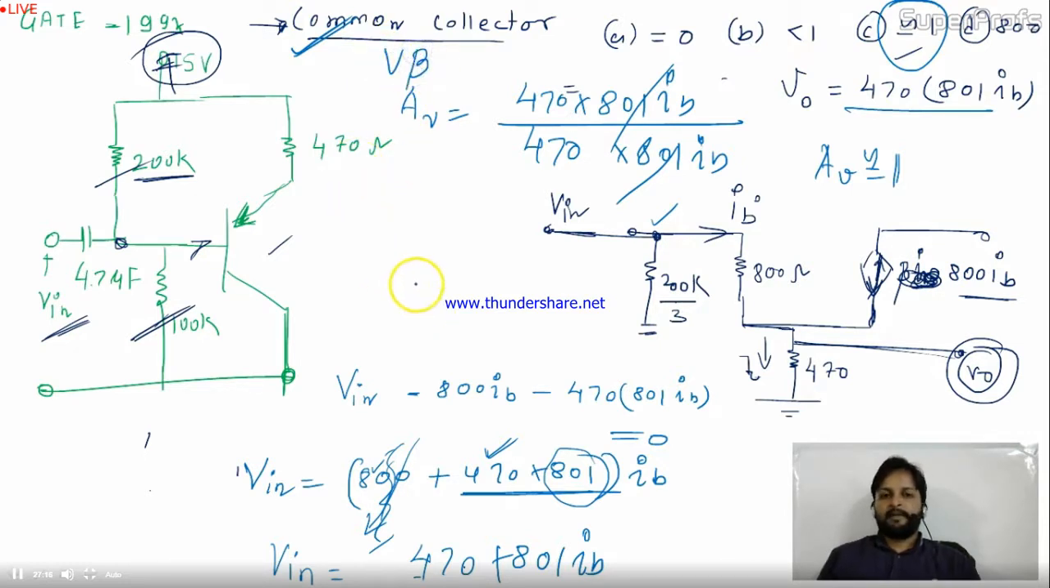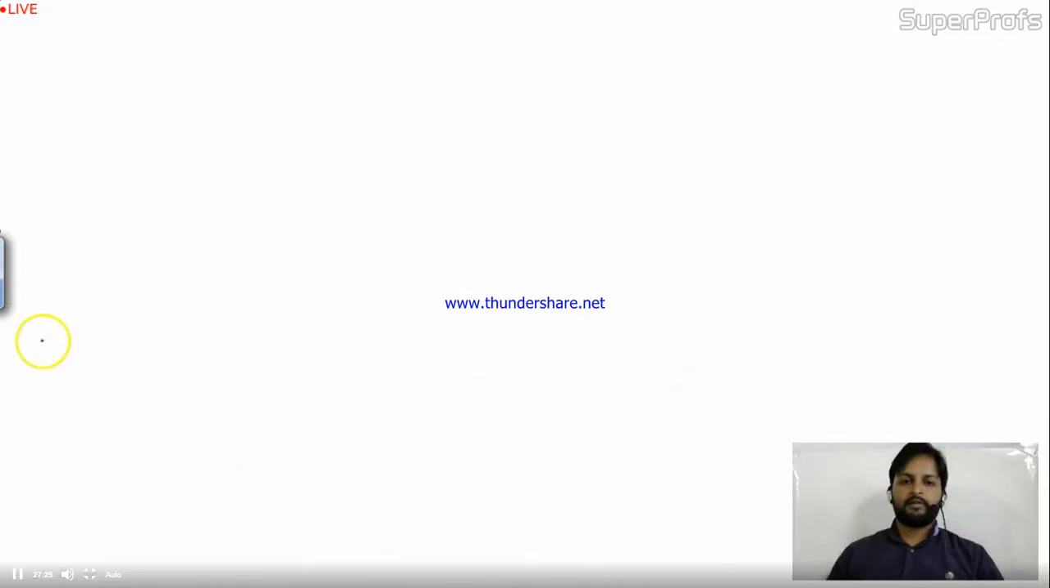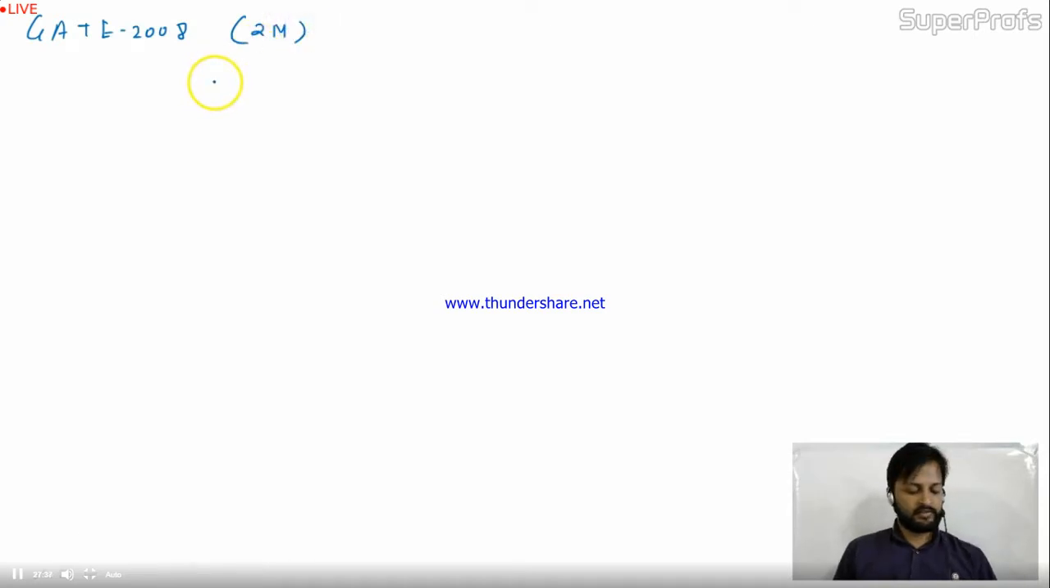Now this is the procedure to solve small signal analysis. First the DC part and then the AC part. We'll take some more problems. So let's take another problem, and this is a GATE problem, GATE 2008. This is a 2 marks problem. Actually this is a statement linked question, so total marks are 4, meaning 2 marks each for 2 questions.